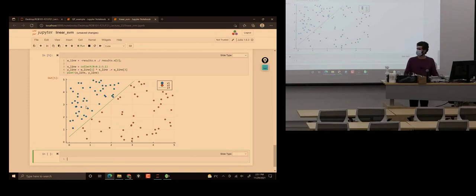So this is it for today. Next time we will talk about soft margin and Gaussian SVM. When it's nonlinear, what can we do? A line is obviously not always a great model. See you on Wednesday.